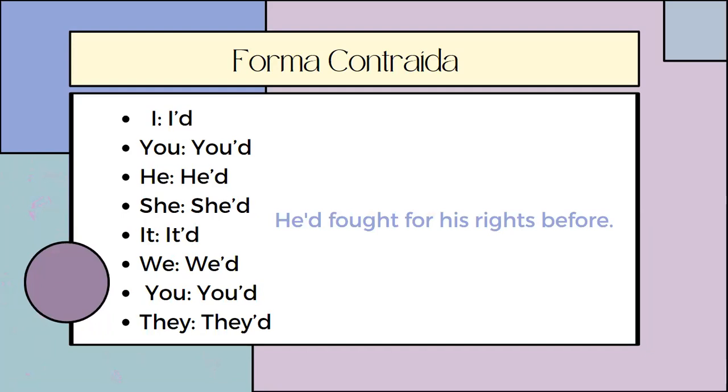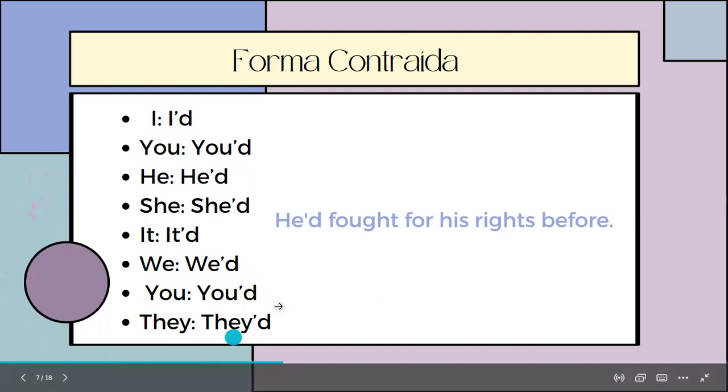And there is another way we can use the had. It's the contraction. It's when you use, instead of saying I had, I'd. You had, you can say you'd. He had, he'd. She had, she'd. It had, it'd. We had, we'd. You had, you'd. They had, they'd.